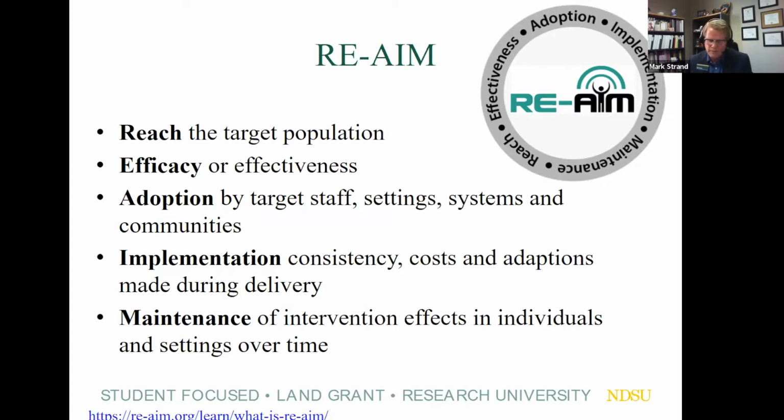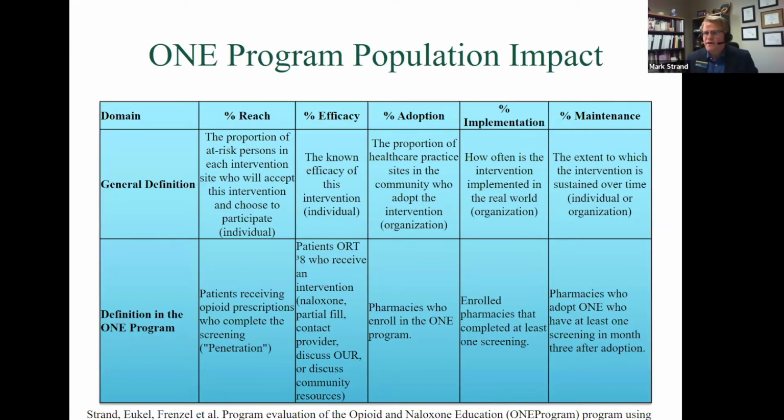So across the top are the 5 domains of the RE-AIM model, and then on the bottom is how we've defined them in the one program. I'll skip the general definition. That's just what I went over with you on the previous slide. But in our program, reach is the percentage of all patients receiving opioid prescriptions, how many of them complete the screening. In some tools, that would be called penetration. Efficacy is the number of patients with an ORT score of greater than or equal to 8 who receive any of the 6 critical interventions.